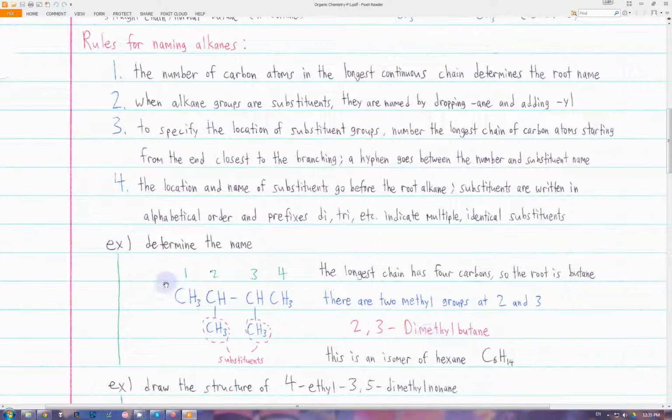And as you can see, this is an isomer of hexane because there are 6 carbons and 14 hydrogens. So even though it's an isomer of hexane, hexane does not appear anywhere in the name because the root alkane is butane, since the longest continuous chain is 4 carbon atoms.